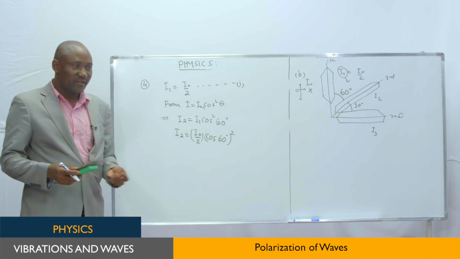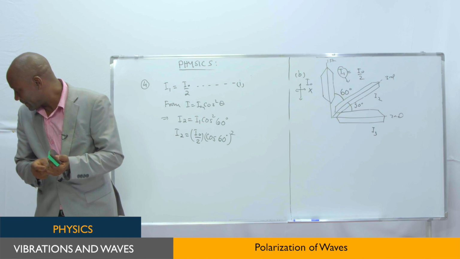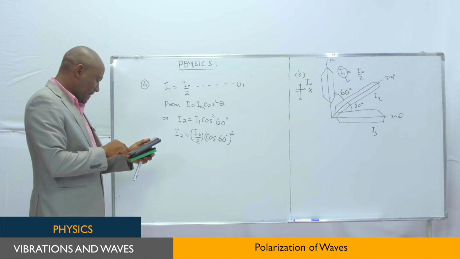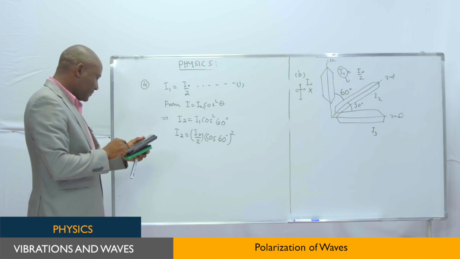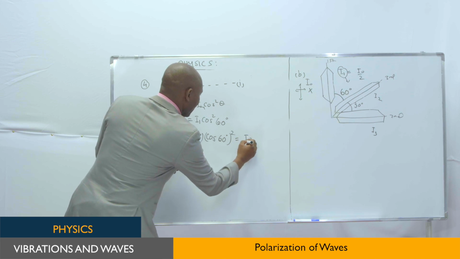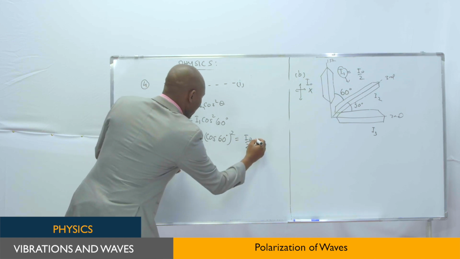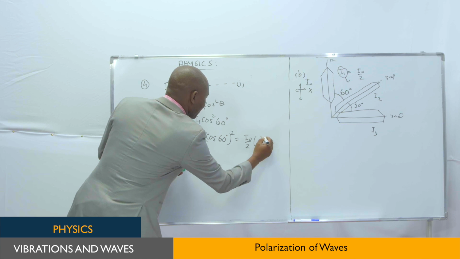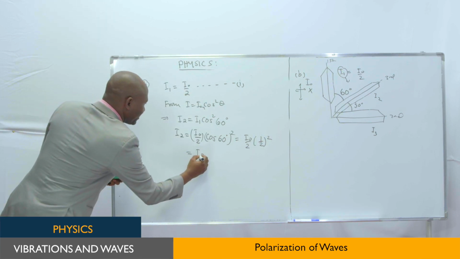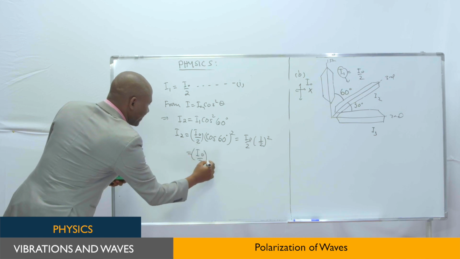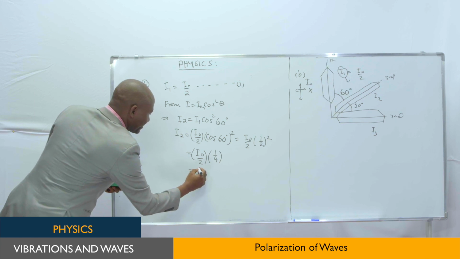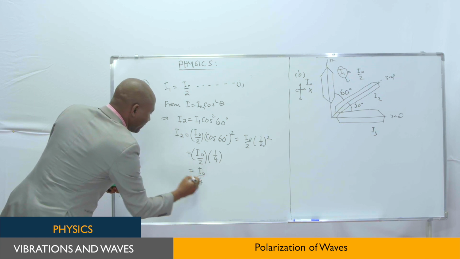You can use your calculator to check cos of 60. Even if you don't use that, you know that cos of 60 is 0.5, so this is a half. I naught over 2 times 0.5 squared, which is a half squared, gives 1 over 4. The answer is I naught over 8.